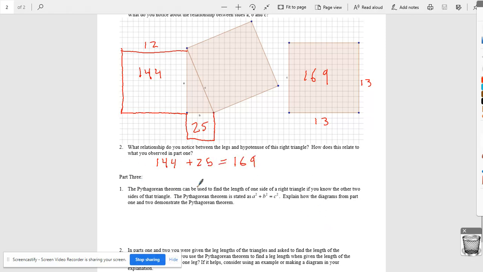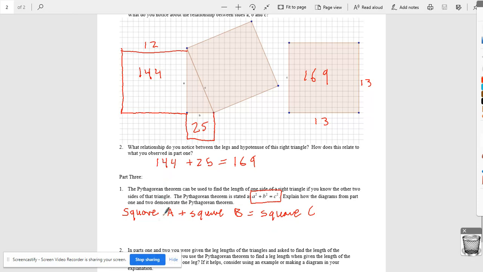So part 3 says the Pythagorean theorem can be used to find the length of one side of a right triangle if we know the other two sides of the triangle. Pythagorean theorem is stated as a squared plus b squared equals c squared. Explain how the diagrams from part 1 and part 2 demonstrate the Pythagorean theorem. Well, if we square, we could just say that the square of a plus the square of b is equal to the square of c.